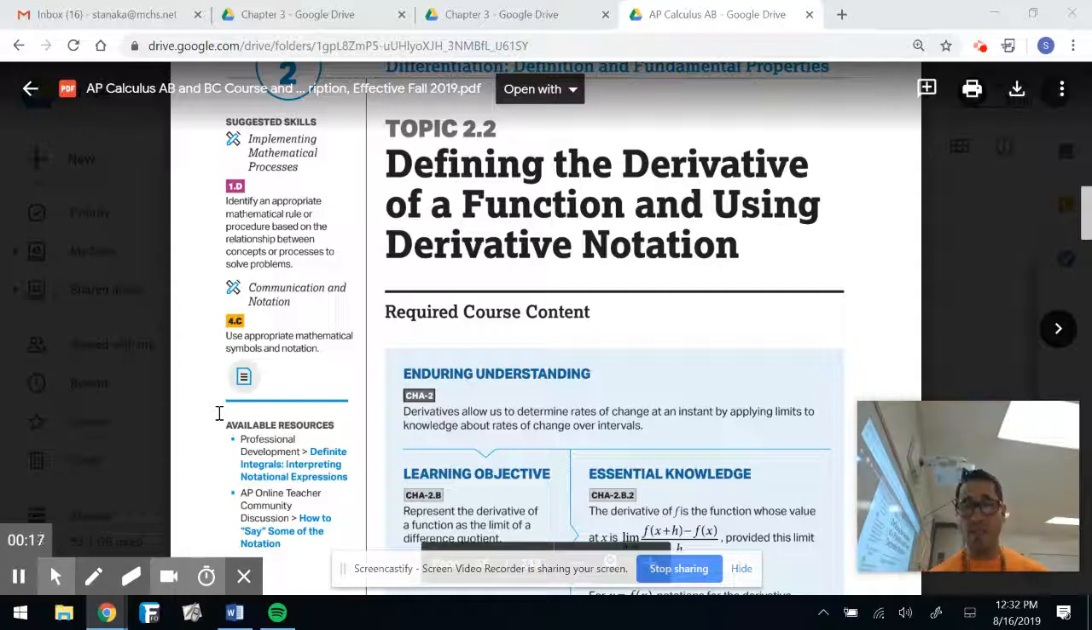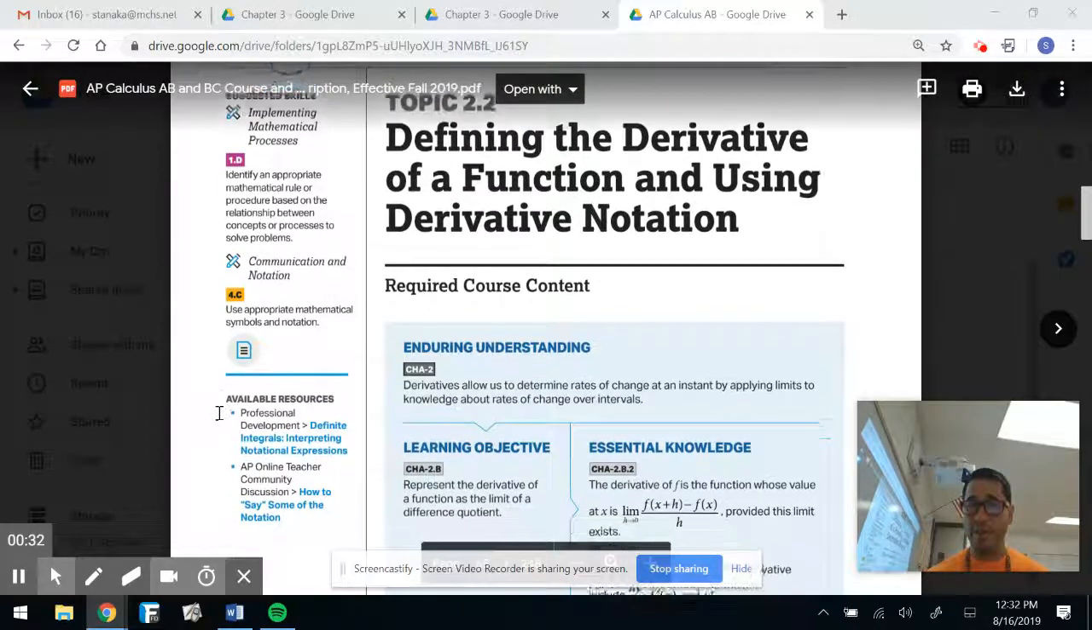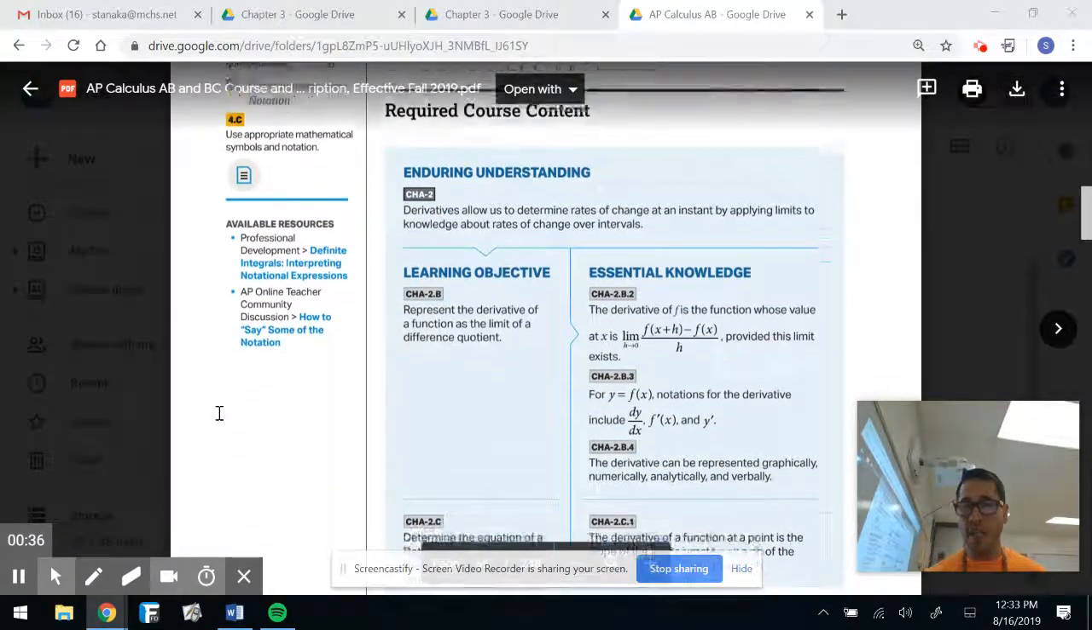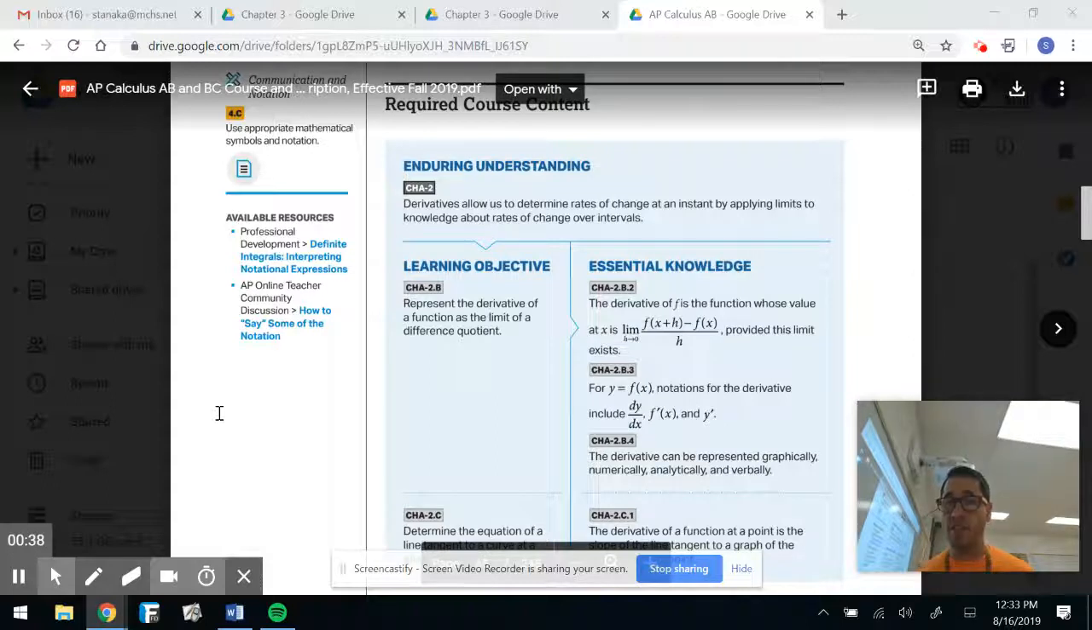Now here we go. Chapter 2 is done. Hopefully you aced that first test. We start chapter 3 with our concept of derivatives, pretty much the entire first half of calculus. And we do it by defining the derivative of a function and using derivative notation. Here are our enduring understanding, learning objectives, and essential knowledge that we'll gain throughout this chapter.